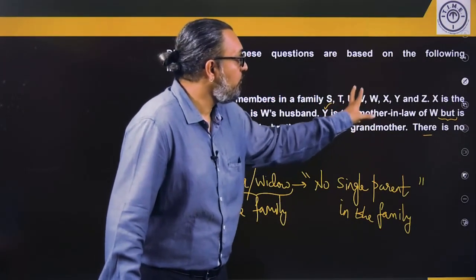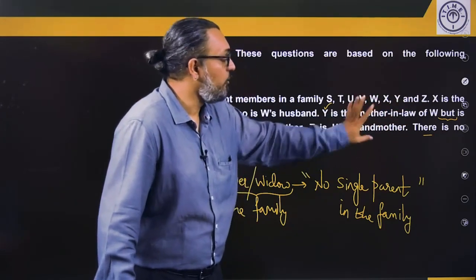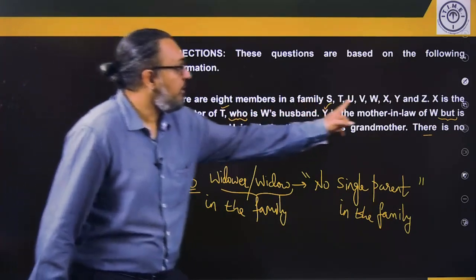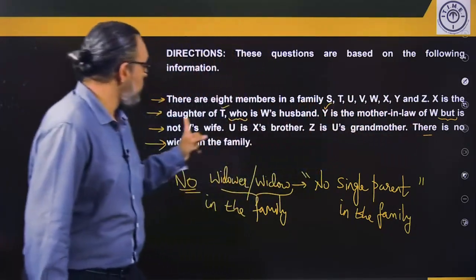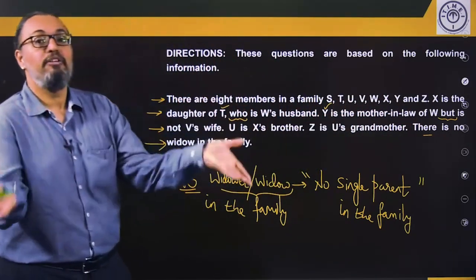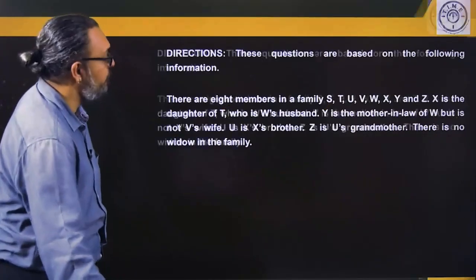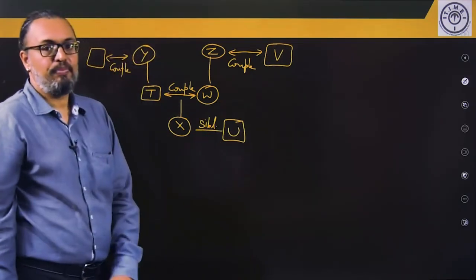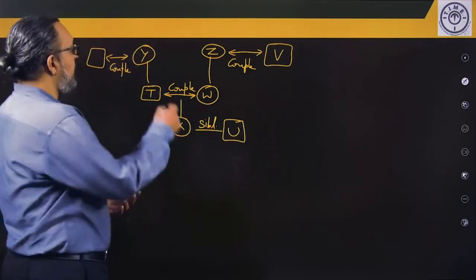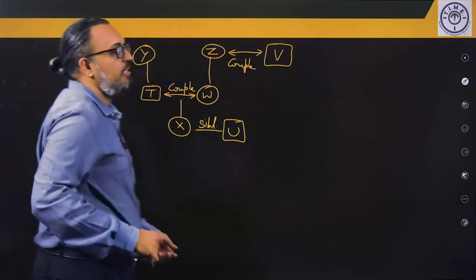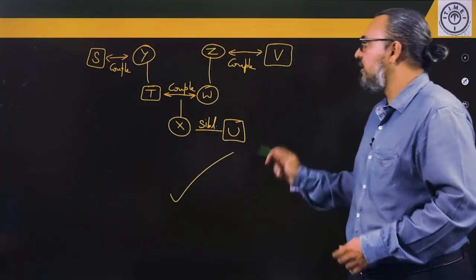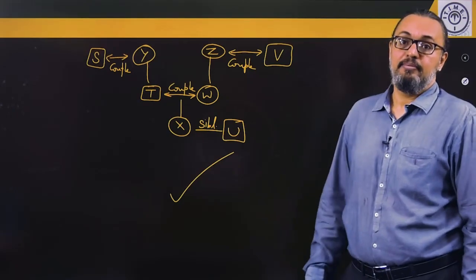We have T and U. We have X, Y, Z and W is also there. So S and V are missed, and we know that but. So but is not V's wife means Y cannot be V's wife. If Y cannot be V's wife, then obviously Z has to be V's wife. Correct? And who else is there? S. And you put S as Y's husband. So that way we get our final family tree.